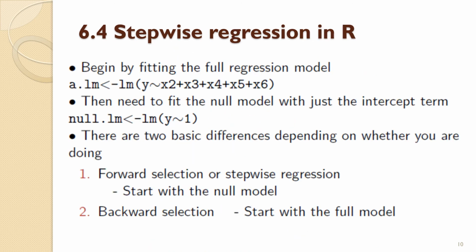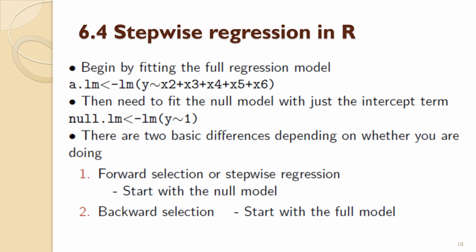How stepwise regression works in R then: you begin by fitting the full regression model, and you need to call it something. Here I've just called it a.lm, and remember the R code is the same rhyme and rhythm every time, so this is just the linear model where the y variable relates to x2 plus x3 plus x4 plus x5 plus x6. For the x variables, you have to have a plus sign linking them all together.